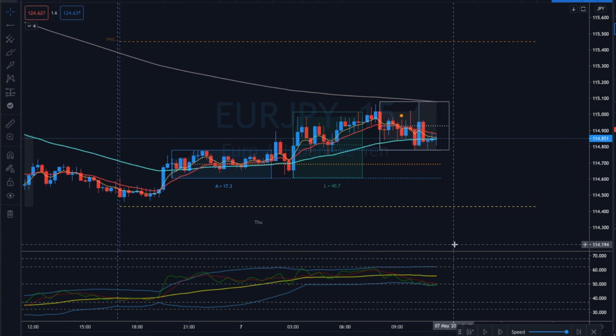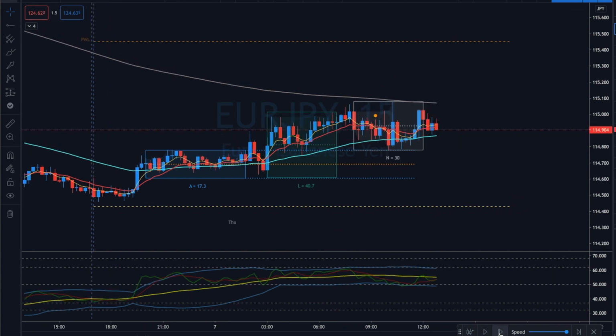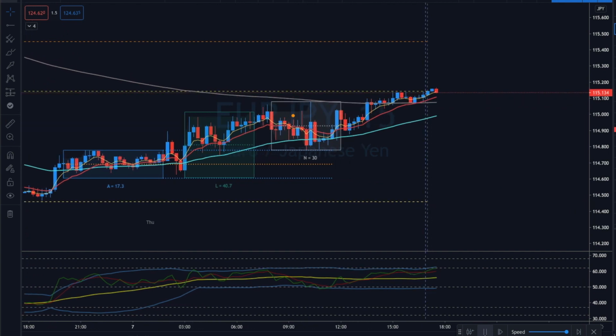And you can see it did nothing but move sideways. So now it puts you into a particular situation though, because you see it keeps bouncing off the 50. So what did that tell you here? Let's go to the Asian range.